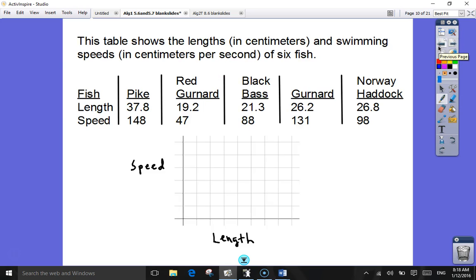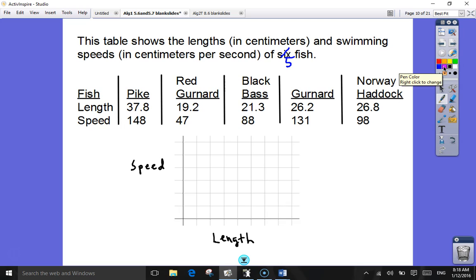Okay. So this table shows the lengths in centimeters and swimming speeds in centimeters per second of 6 fish, right? And actually, that's only 5. We want to graph it and see whether it looks like there's a correlation, right?